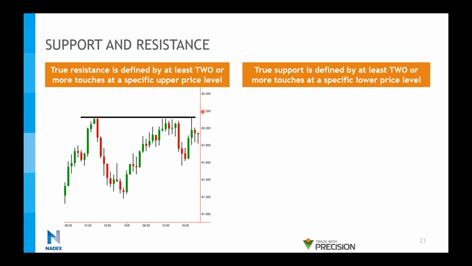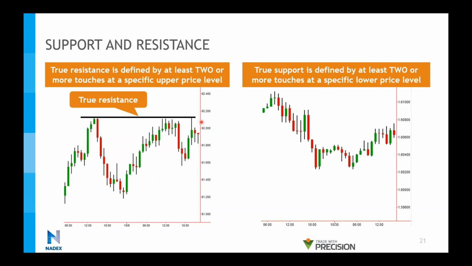We will have to cover a lot more here about those things, but get a feeling for where those highs and lows actually are and what price is doing when it's going here for those multiple tests. So true resistance, and of course the other one would be true support. True support is now defined by at least 2 or more touches at a specific lower price level.